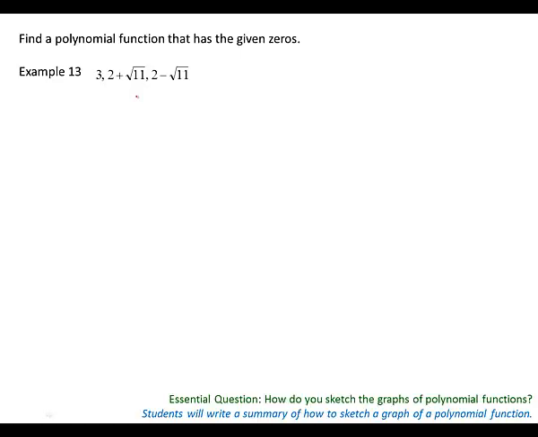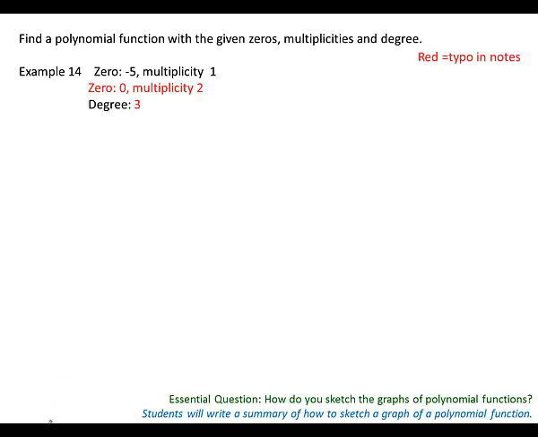All right, let's skip to 14. 14, there's a typo in it. Okay? You need to add in that there's another 0 that's 0 and it's multiplicity 2. And let's take the degree down to 3 instead of 5. 5 is a little insane.